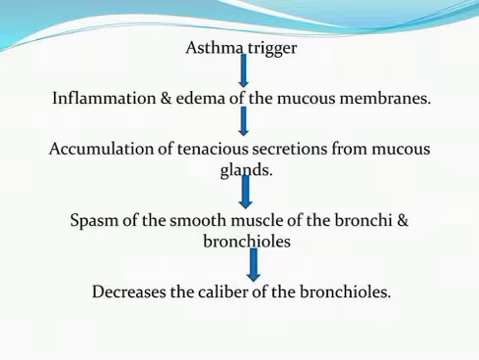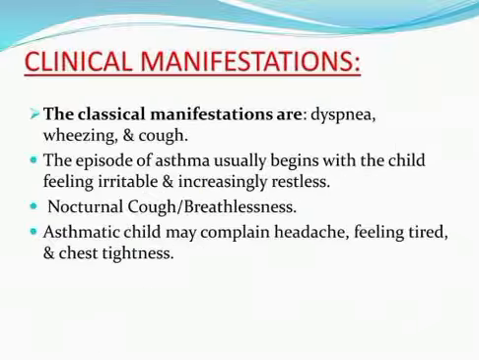And next it may lead to spasm of the smooth muscle of the bronchi and the bronchioles. So smooth muscles in the bronchi and the bronchioles get spasmed, so squeezed. And next there will be a decrease in the caliber of the bronchioles. So this flow chart helps us easily understand the pathophysiology of asthma.